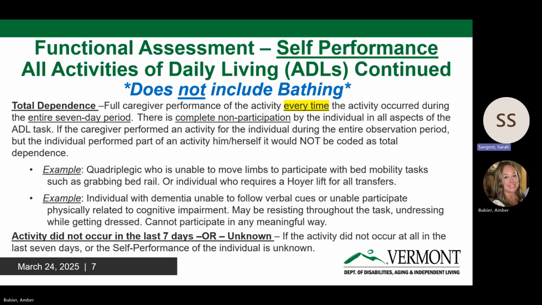Activity did not occur in the last 7 days or is unknown. If the activity did not occur at all in the last 7 days, or the self-performance of the individual is unknown, this is when you would select this category. Next slide.